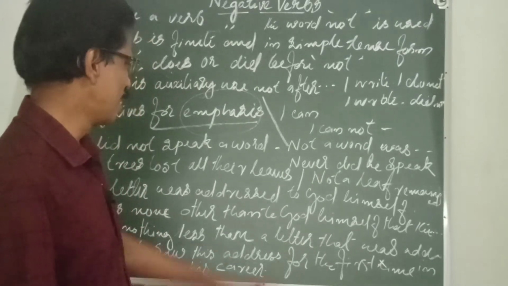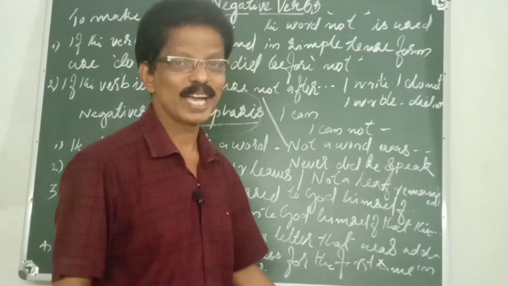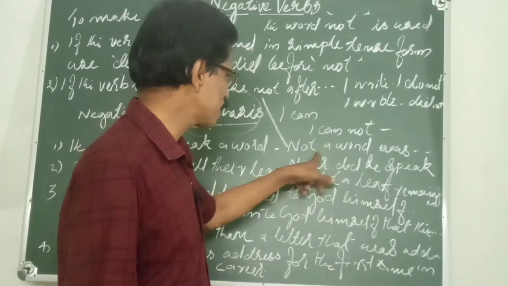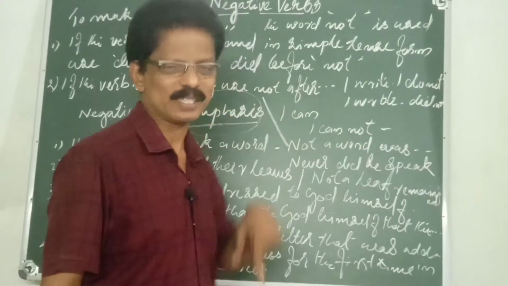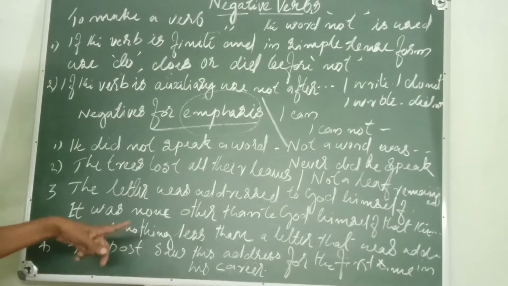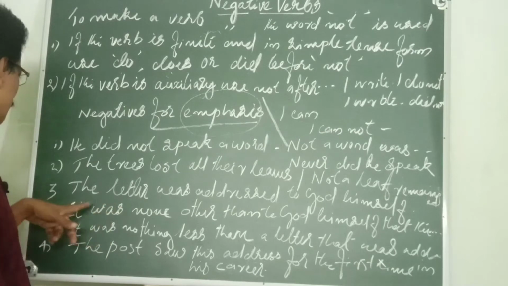Okay. Never did he speak a word. You see? He did not speak even a single word. So, same thing. Not a word spoken, or never did he speak a word. It's the same. So, take another example. It is from a CBSE textbook. Unit 1, first lesson, text grammar.